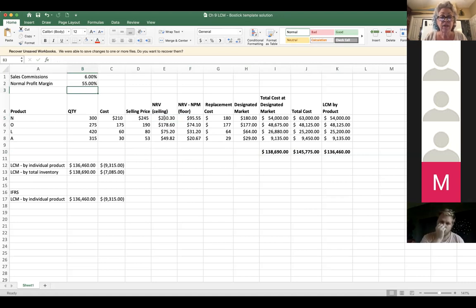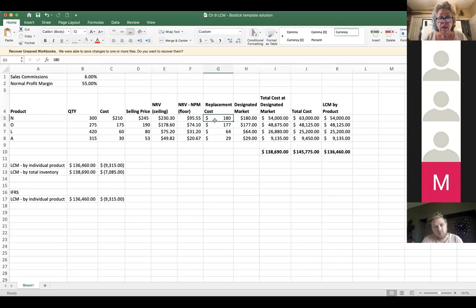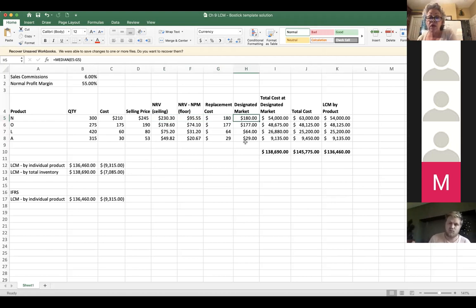I have to calculate the ceiling, the floor, and I don't calculate replacement. You're calculating the floor and the ceiling to get the designated market value, along with your replacement cost. Correct. I have to calculate the ceiling, I have to calculate the floor, and then I have replacement cost as a given, because I have to pick the middle of those three as my market that I'm going to then compare to cost.